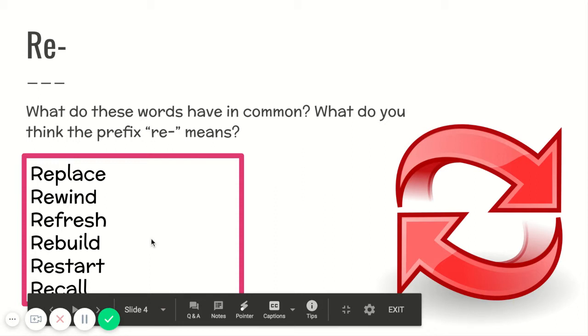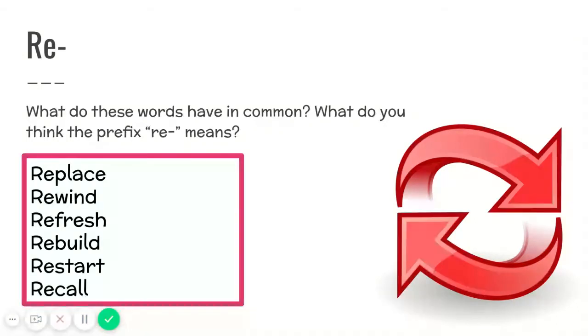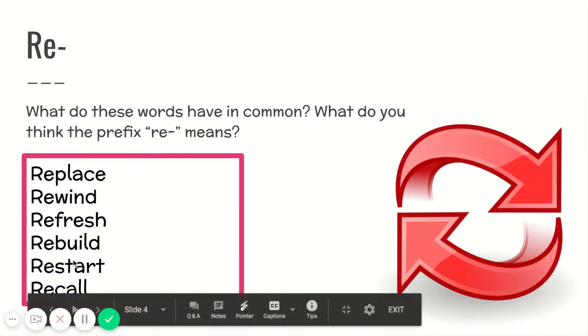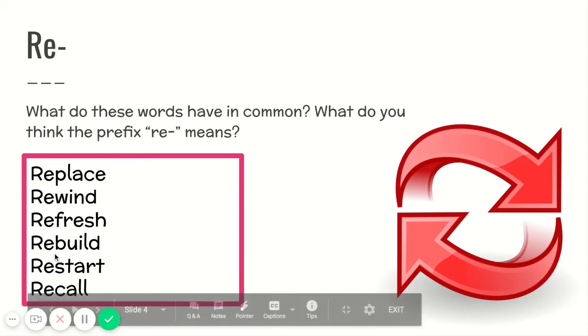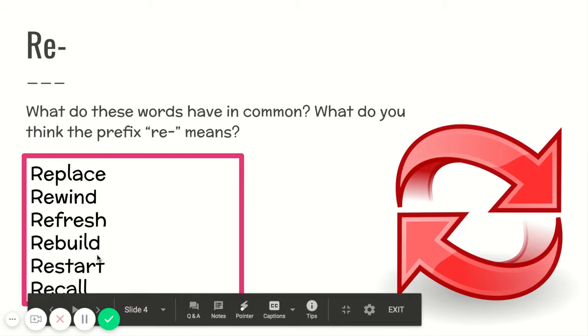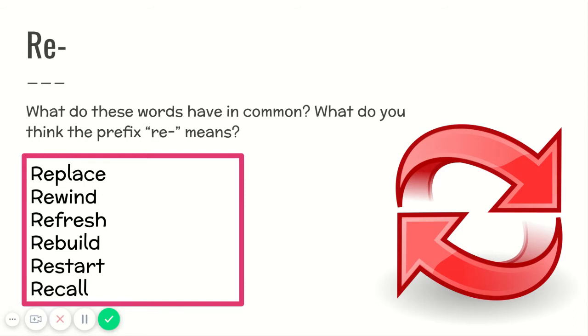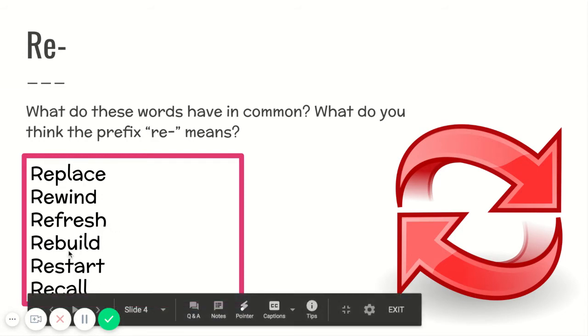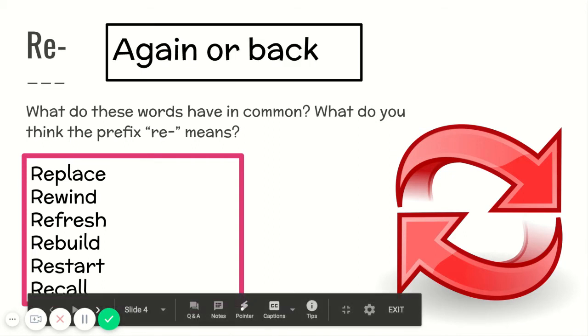A couple of really good examples from this that are going to help me to figure out what re means, I would say, are rebuild and restart. And let me explain why. So if you look at the word rebuild, you have two pieces here. You have re and then you have build. Now to build something, we all know, is to construct, right? If I rebuild it, what am I doing? I'm doing it over again. Good. What about restart? Yeah, I'm starting it over again. Okay, so we know now that re means again or back.